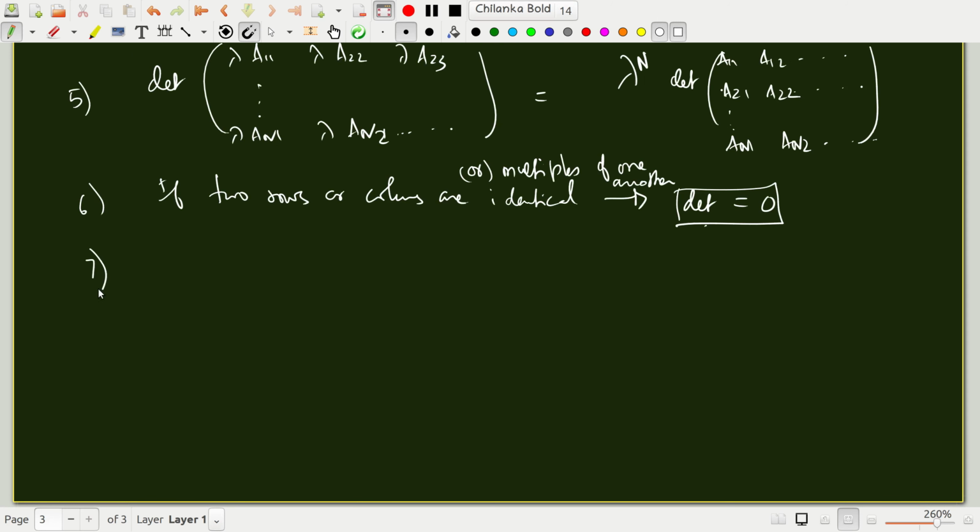So the other property is that the determinant of A is unchanged in value if you add one row or a column to any of the other rows or columns, or you multiply a given row or a column by a number and then add it to another row or a column. Then the determinant will not change.